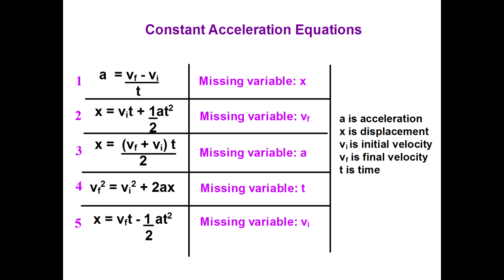Here they are presented in a table. You'll notice that each equation has one variable of the 5 that is not present. Any question you face using these equations will give you 3 variables and ask you to find a 4th. There will always be a 5th variable that isn't mentioned anywhere in the question. By figuring out what that 5th variable is, you can easily figure out which equation to use.